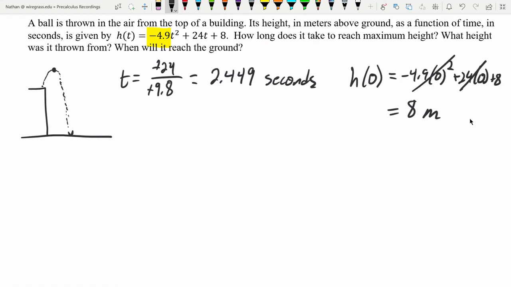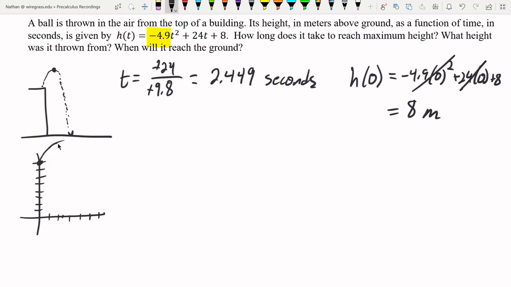And then finally, it asks, when will it reach the ground? Well, if you think of this as a function, the height starts at 8, so it's going to go 1, 2, 3, 4, 5, 6, 7, 8. We said that it was 2.449. That's just slightly under 2.5. I didn't find what the height was. To find the height, you just plug 2.449 into here, and that'll give you your maximum height. It doesn't really matter for our purposes.